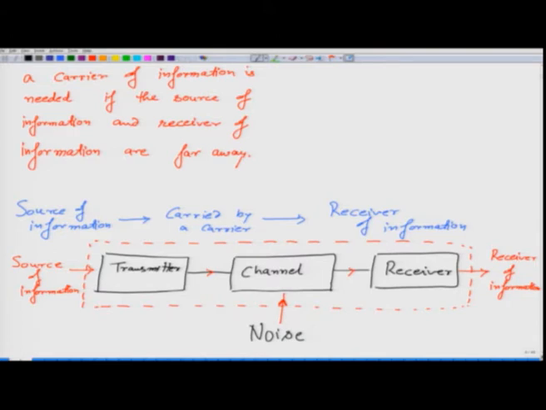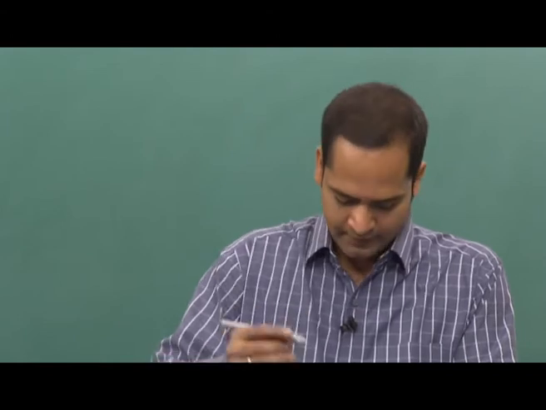So, in this lecture we will study step by step, first we will study about the transmitter, then about the channel, and then about the receiver. We will basically study the underlying physics behind these. So, let us first try to understand what is a transmitter.